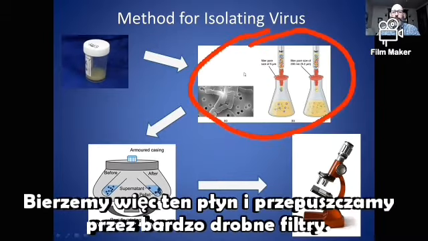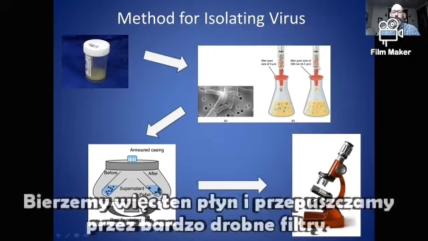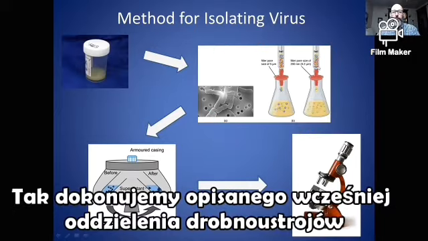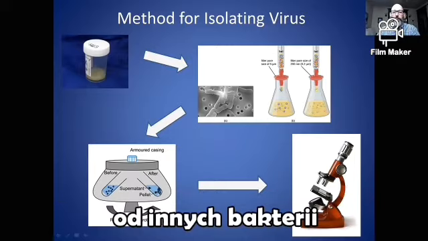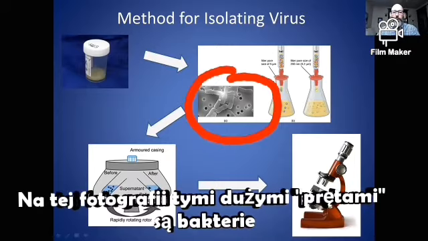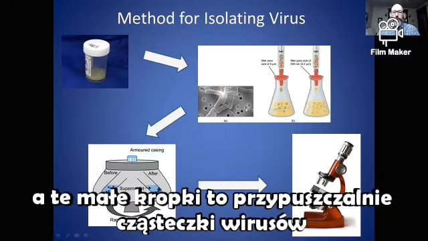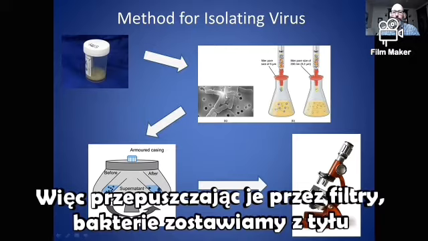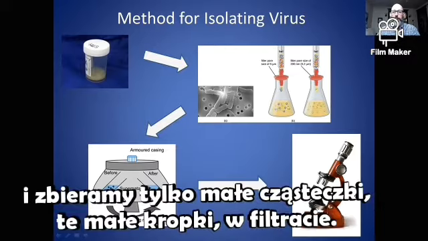And what you do is take that fluid and you put it through very, very small filters. And this accomplishes what I described earlier, that it separates out the tiny little particles from any bacteria. In this photograph here, these big rods are actually bacteria, and the little dots are supposedly viral particles. So putting them through this filter, you leave the bacteria behind and just collect the little particles, little dots in the filtrate.